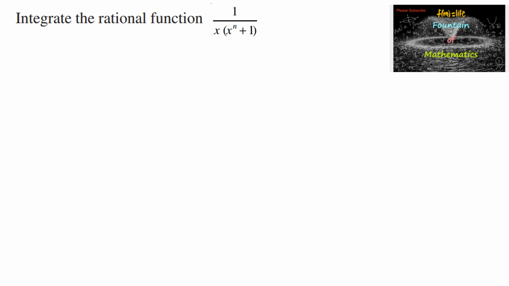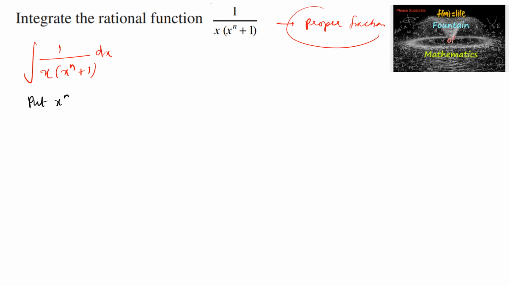Integrate the rational function 1 upon x times of x power n plus 1, which is a proper fraction. And let us solve this 1 upon x times of x power n plus 1 dx. Put x power n is equal to t, so that n into x to the power of n minus 1 dx is equal to dt. That is n times of x power n upon x dx is equal to dt.